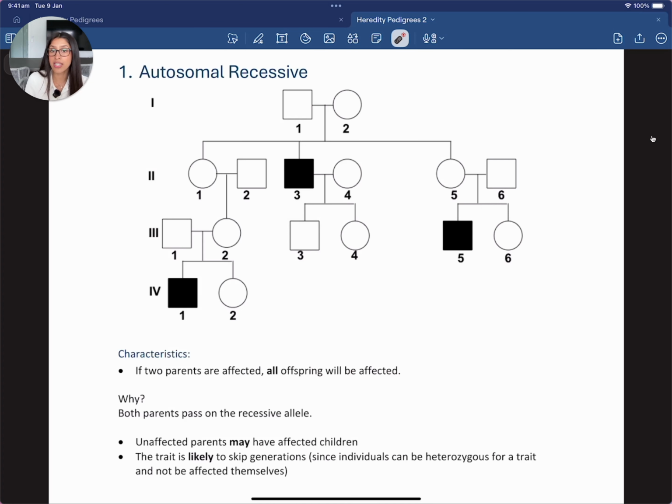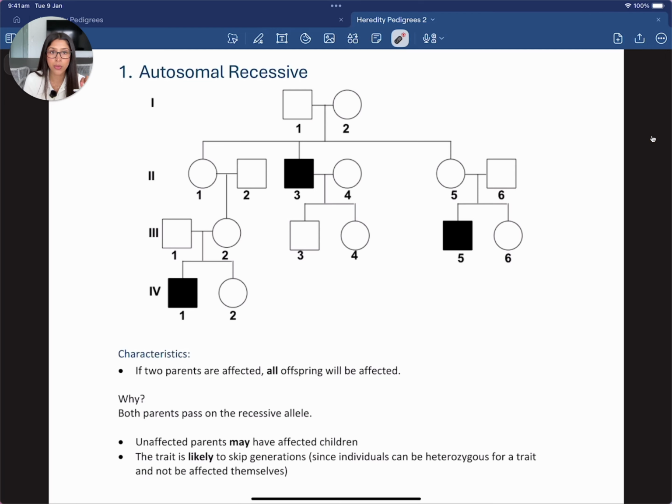So now that you have an understanding of what pedigrees look like, we're going to use that knowledge to predict what kind of inheritance pattern some conditions are. So whether it's autosomal dominant or recessive, or sex-linked dominant or recessive. We can then also use this to make predictions of future generations and offspring. So let's have a look at the first case.